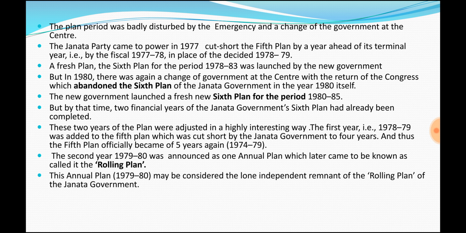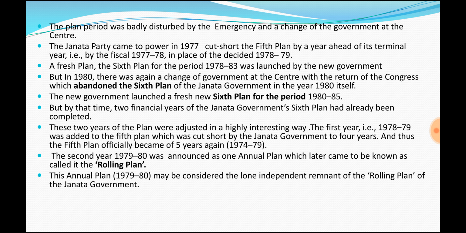Finally, Indira Gandhi was unseated and the Janata Party came to power in 1977, which actually cut short this plan before 1978. So this plan was between 1974 to 79. It cut short this plan in 77-78 itself, one year early, and put a sixth plan in its place. So the fifth plan did not complete; it was completed only 4 years.